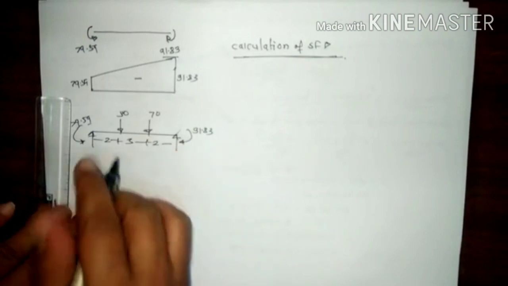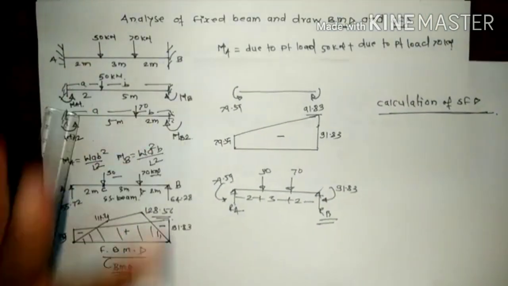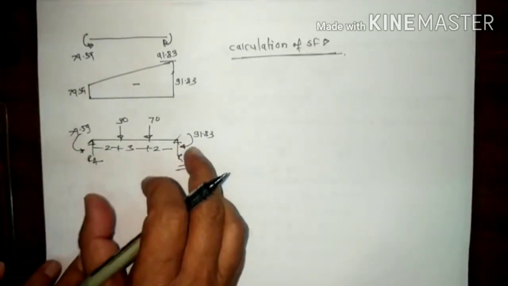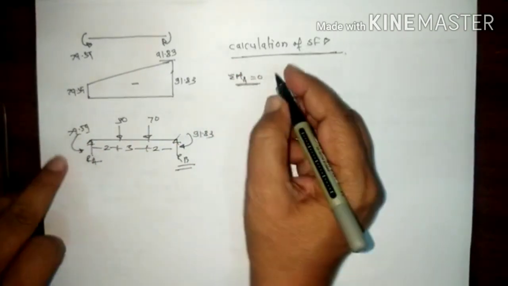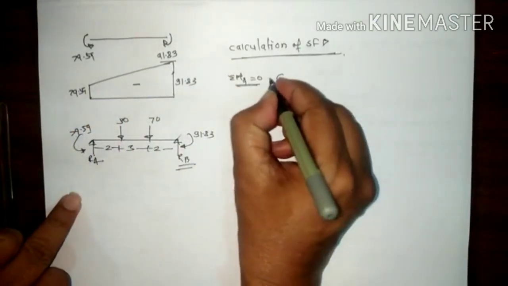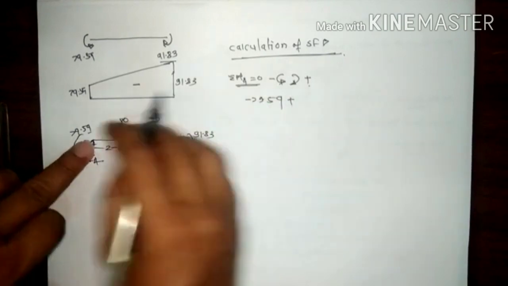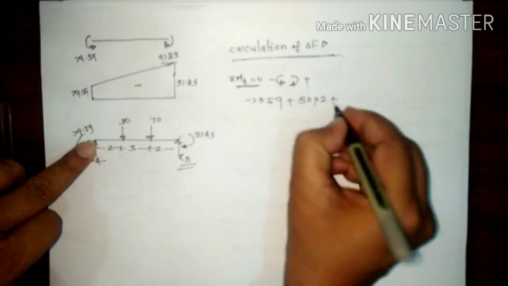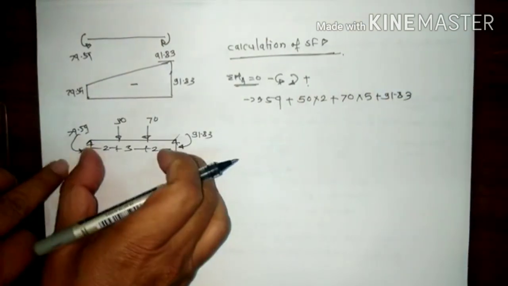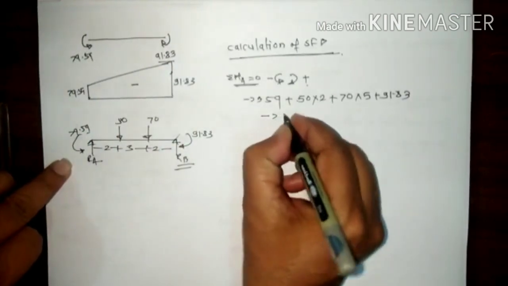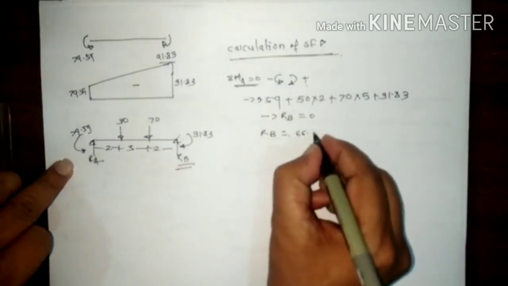For that we again have to find the reactions RA and RB. The previous one was only for the simply supported beam, removing the fixed end moments. Now we want the total shear force diagram, so consider the fixed end moments here. So if you consider sigma MA equal to 0: this is minus, and this we consider as plus. So minus 79.59, plus 50 into 2, plus 70 into 5, plus 91.83, and RB we consider upward, so minus 7 RB is equal to 0. If you do the calculations, RB becomes 66.04.